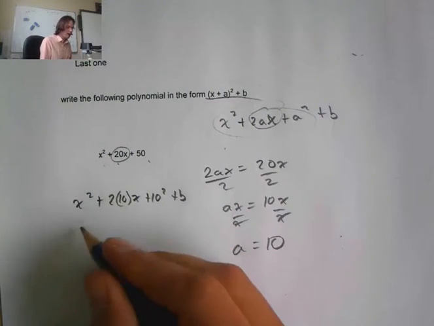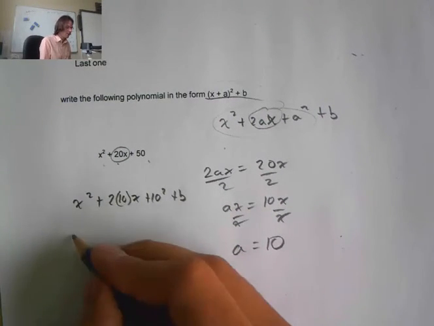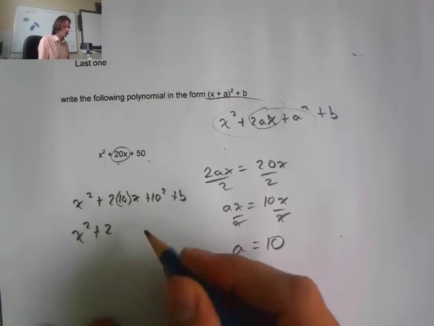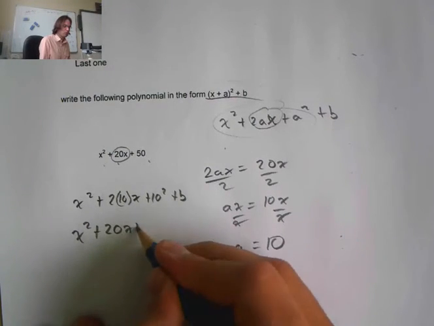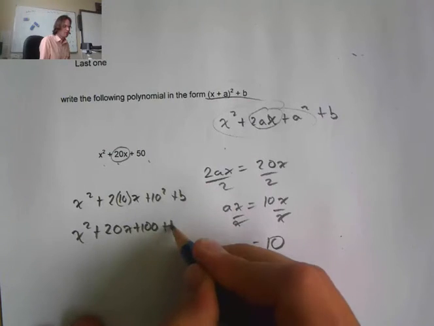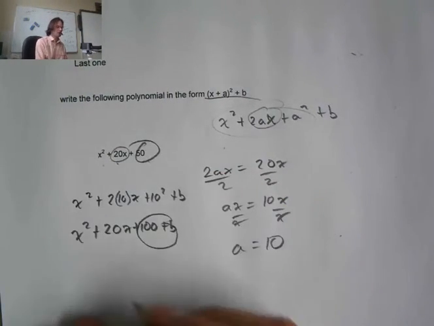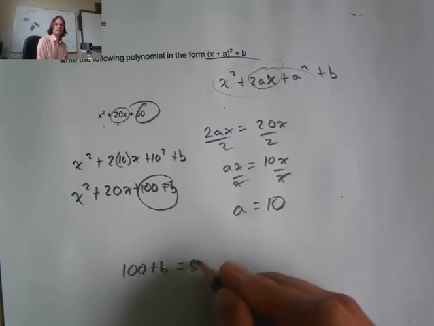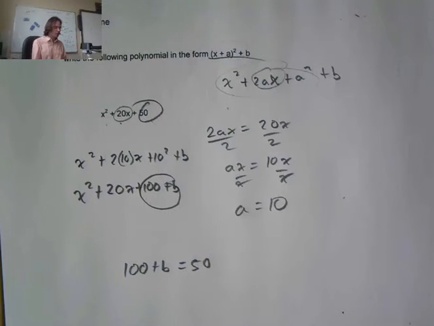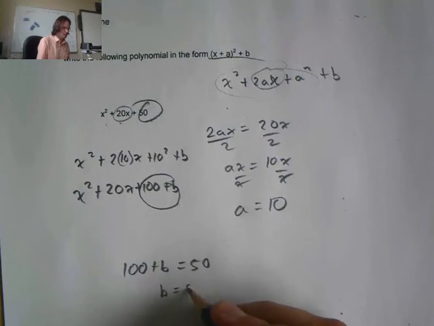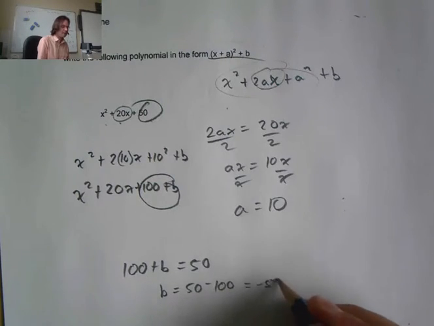So I look at this again. I'm going to have x squared plus 20x plus 100 plus b. Now I know 100 plus b must equal 50. So 100 plus b must equal 50, right? So how do I solve this? B is equal to 50 subtract 100, which is equal to negative 50.